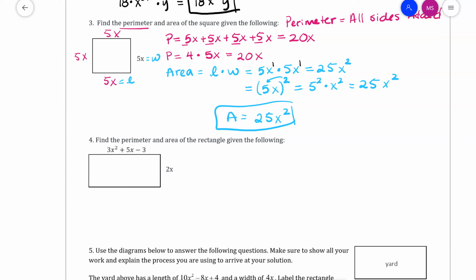All right, number 4, same thing. We're going to find the perimeter and the area, but this time it's going to be a rectangle. So a rectangle has 2 lengths that are the same side. So here's your length. It's your longest side.